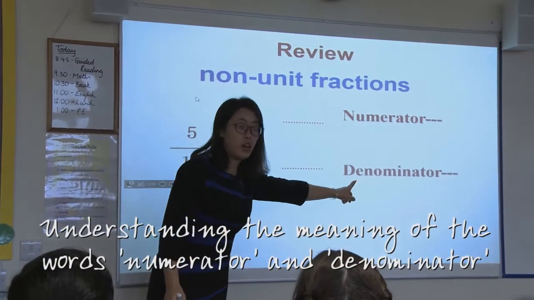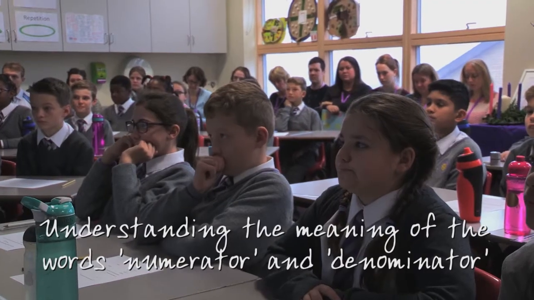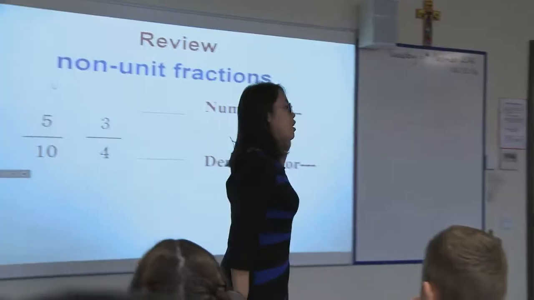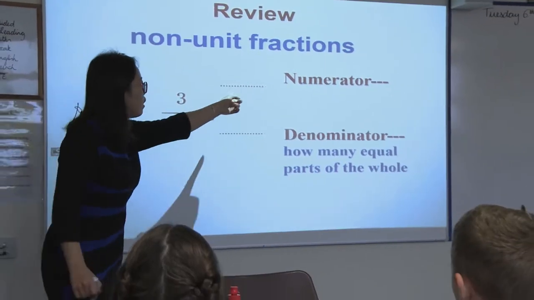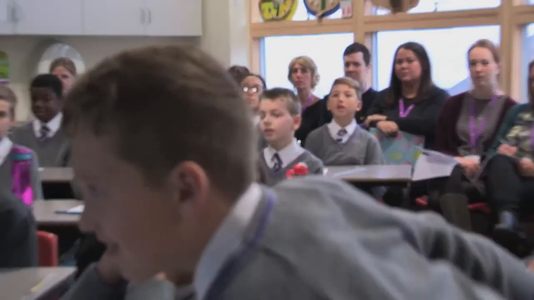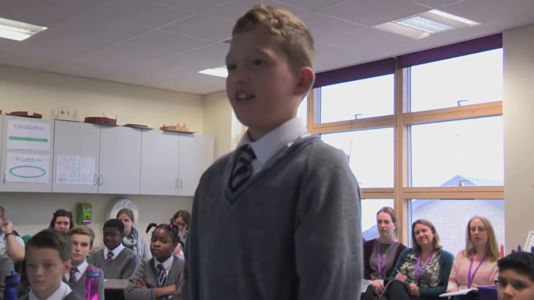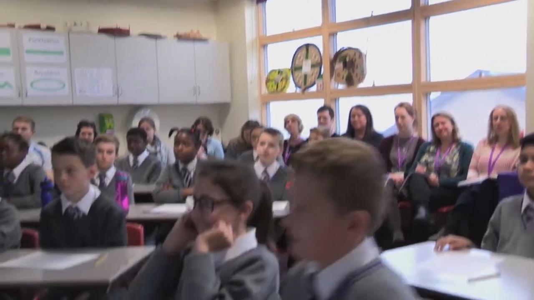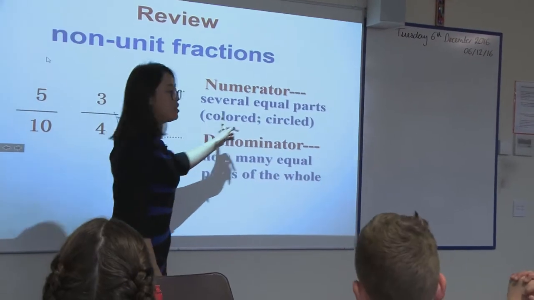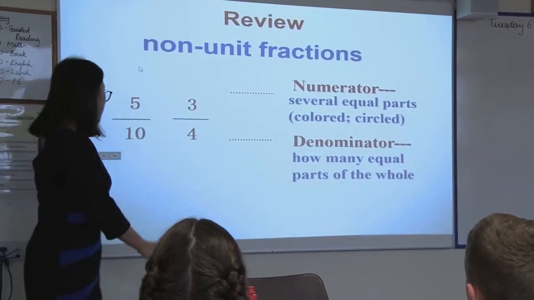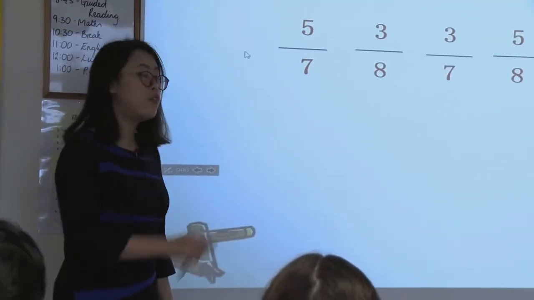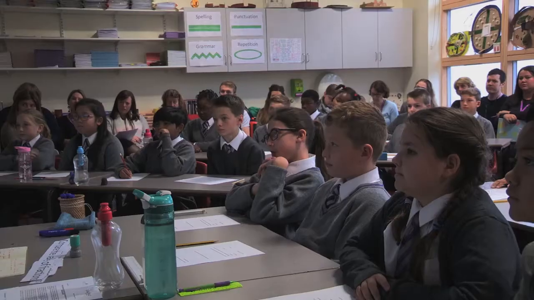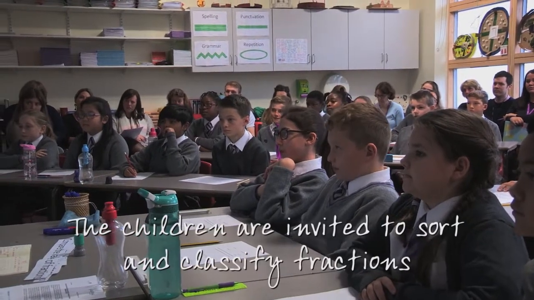What does the denominator mean? How many equal parts there are. What's the meaning of numerator? How many parts are shaded in. Yes. Several equal parts which are colored in our circle, right? Okay, let's continue to study. There are 4 non-unit fractions. Can you classify them?